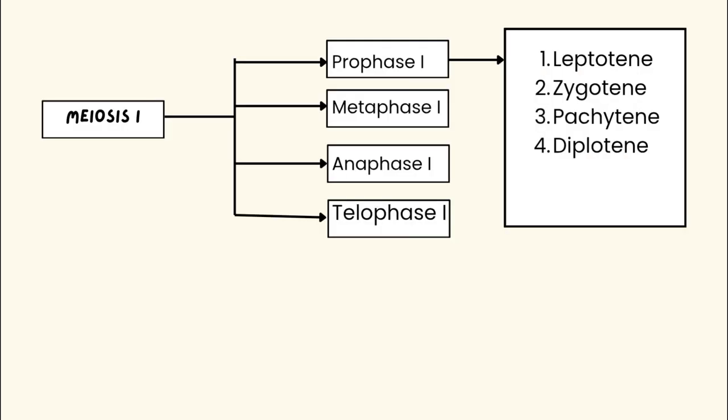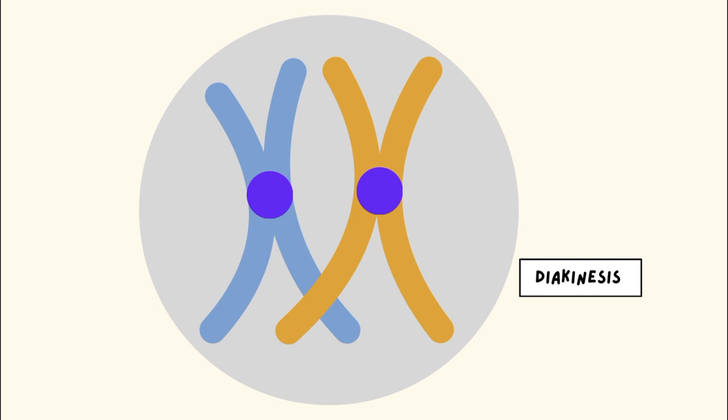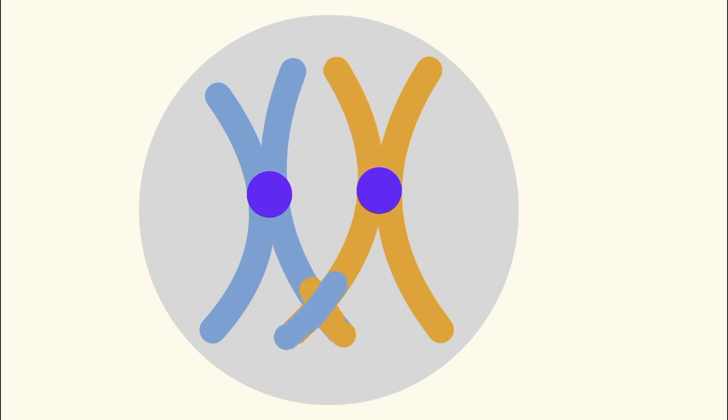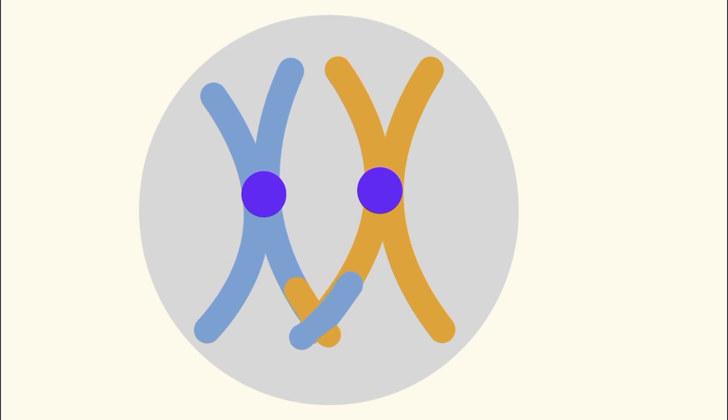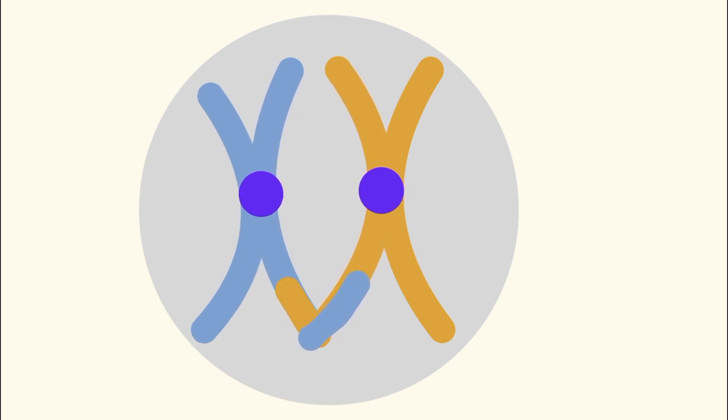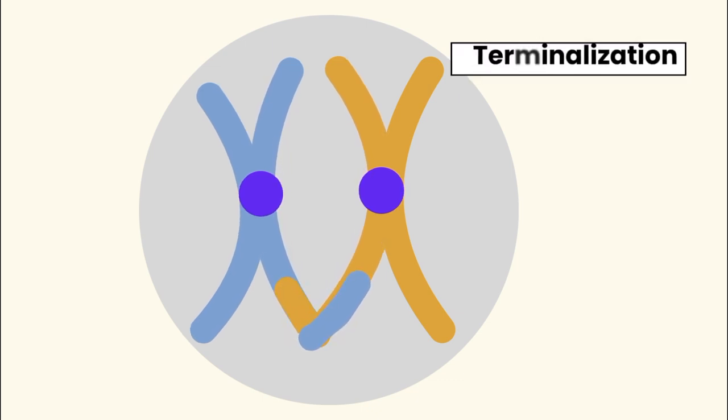The cell then progresses to the final substage of prophase 1, diakinesis. During this stage, repulsive forces between the homologous chromosomes cause the chiasmata to move towards the end of the chromatid, a process known as terminalization. The nucleolus and the nuclear membrane disintegrate, and the cell prepares for metaphase 1.